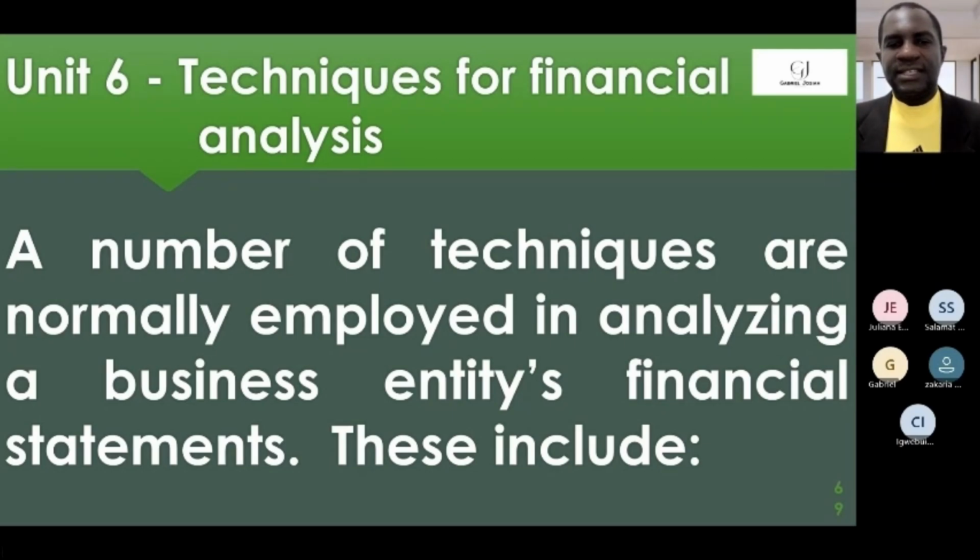Now, a number of techniques are normally employed. Oh, Aisha is having challenges joining. Her network is off and on.